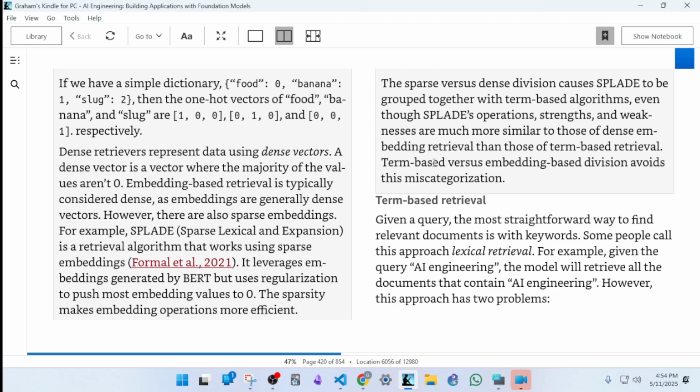All right, so term-based retrieval. Given a query, the most straightforward way to find relevant documents is with keywords. Some people call this lexical retrieval. For example, given the query AI engineering, the model will retrieve all the documents that contain AI engineering. However, this approach has two problems. I gotta turn the page, so to do that, I'll use the on-screen keyboard.